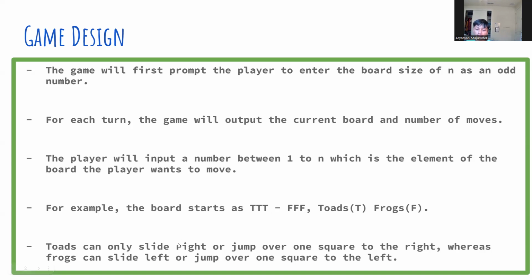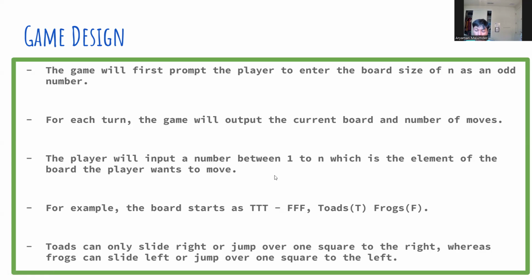So toads can only slide right or jump one square to the right, whereas frogs can only slide left or jump one square over to the left. Basically, like if I moved 3 here, then it would move this toad, the third toad, to the fifth position, which is after that slash.